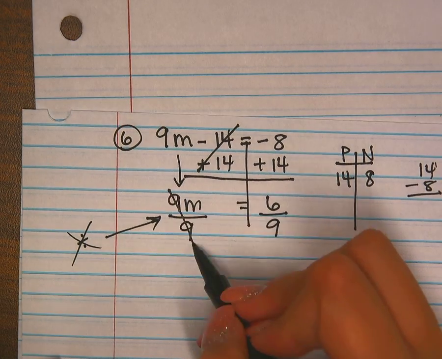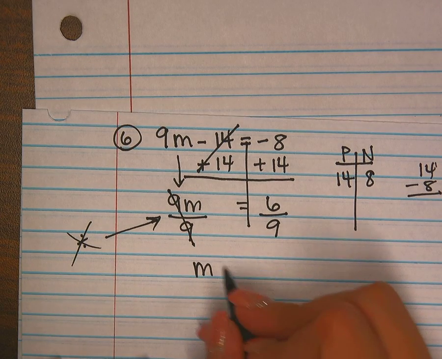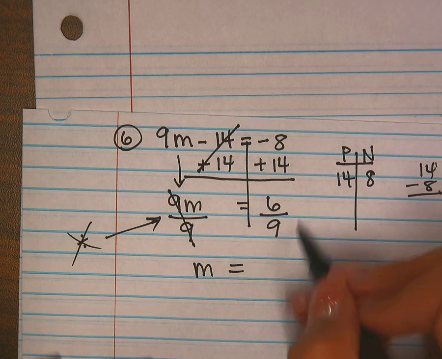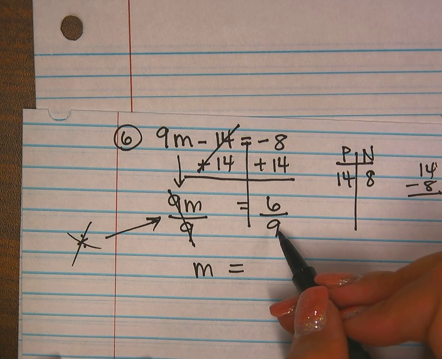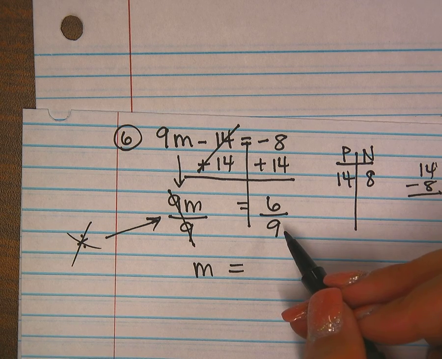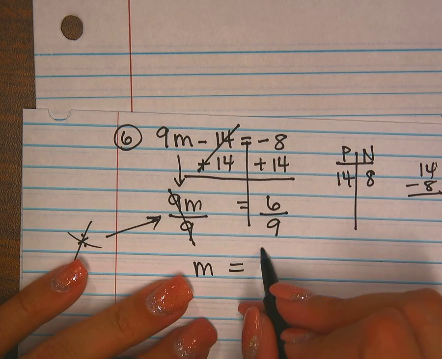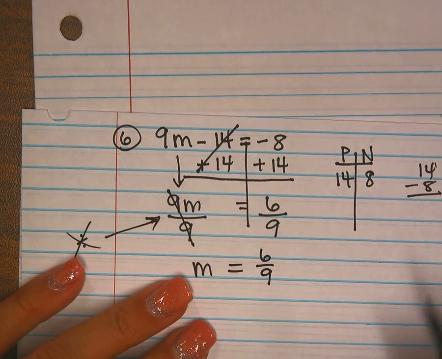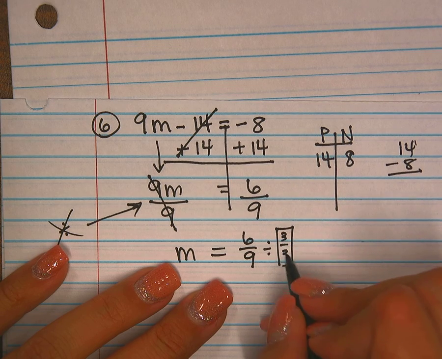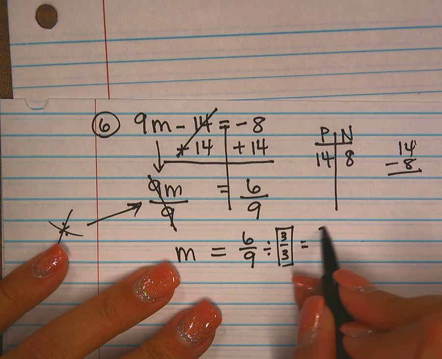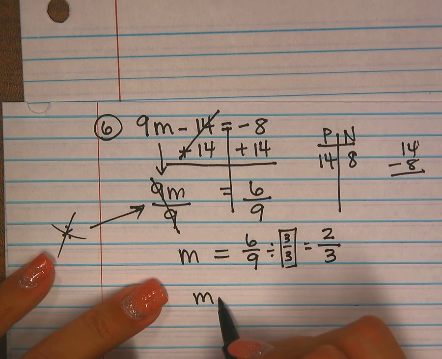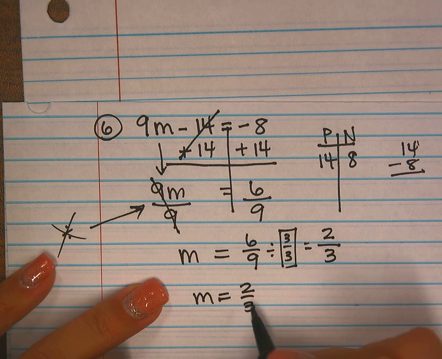9 divided by 9 is 1, which leaves me with just 1m. No need to draw in that 1 in front. And then this right here is a fraction of 6/9. It's not improper, and I don't need to turn it into a decimal, but what I do need to do is simplify it, because I know that 6 and 9 can both be divided by 3. So 6 divided by 3 is equal to 2. 9 divided by 3 is equal to 3. m is equal to 2/3.